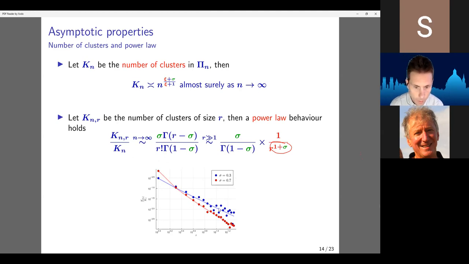some simulations. For different values of sigma, you've got K_{n,r} over K_n as a function of r. Blue corresponds to sigma equal to 0.3, and red to sigma equal to 0.7. The dots correspond to samples and the line to the asymptotic proportion, which is this one. And you see this power law behavior with a slope in 1 plus sigma, so larger for a larger value of sigma.